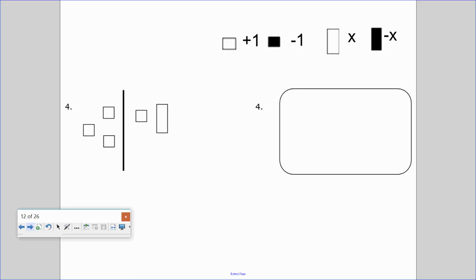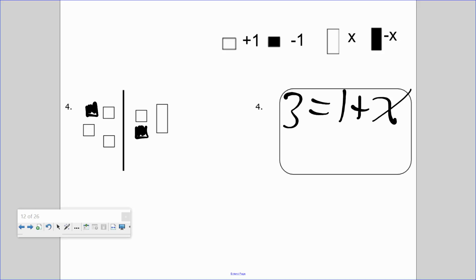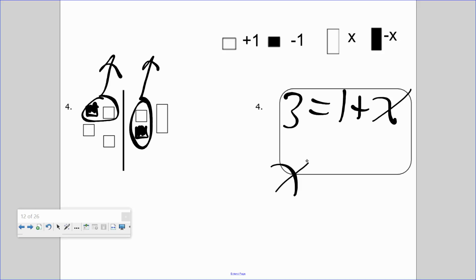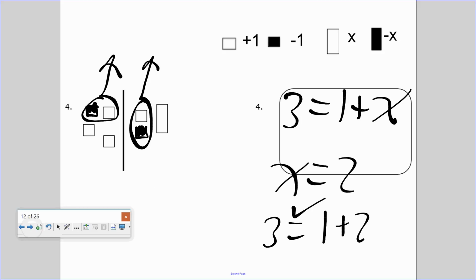All right, let's look at this. Let's write this drawing as an equation. 3 equals 1 plus 1x, or 1 plus x. I need to isolate this x, so I draw the inverse. What's the inverse of 1? Negative 1, negative 1. This goes away. This goes away. So x equals 2. Let's check our work. Is 3 equal to 1 plus 2? Yes, it is. All right, let's look at our next example.